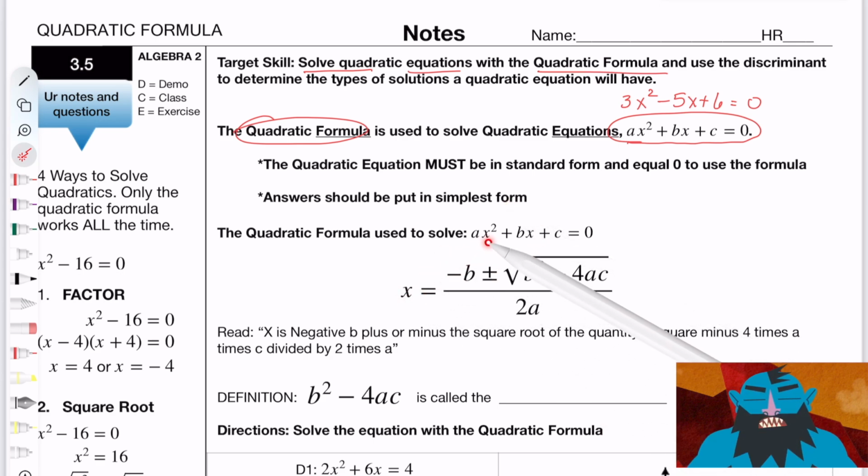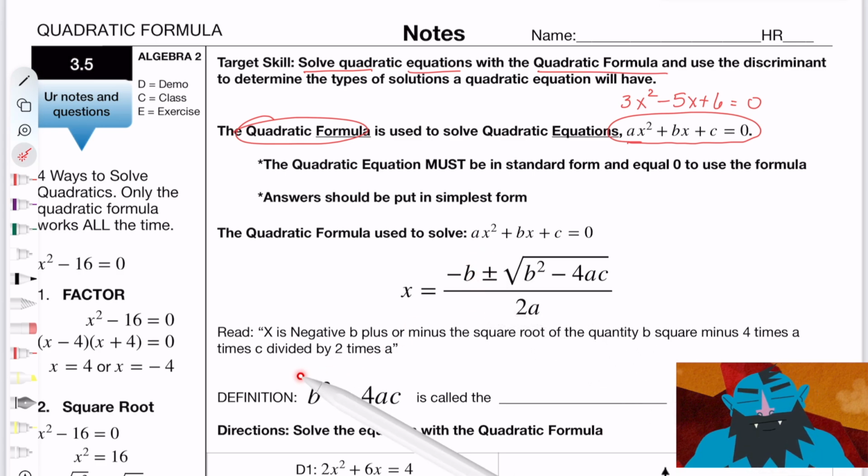It says x, so x is our variable and that's what we'd be solving for. It says x is equal to the opposite of whatever b is, so we can figure out our b, we just have to put the negative sign in front of it, plus or minus, so it's either add or subtract, we just have to do both. The square root of, I take the b value, I square it, I subtract 4 times a times c, so there's a multiplication I'll have to work out, and then divide that whole numerator that I've calculated by 2 times the a value.